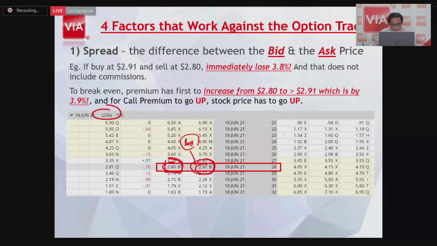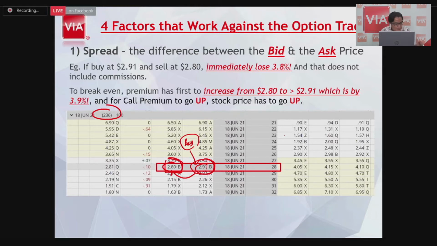So if you buy options tonight at 2.91 and you want to sell instantaneously in 1 second, you can only buy at 2.91 and sell at 2.80. You cannot buy at 2.91 and sell at 2.91, because the orders will not be filled. So before you even make money, you already lose money, because you buy at 2.91, you sell at 2.80, you immediately lose money. So number 1, short-term option traders, before they make money, they already lose money. That's point number 1, because of this thing called a spread.